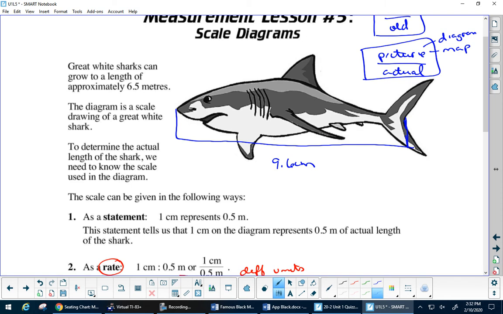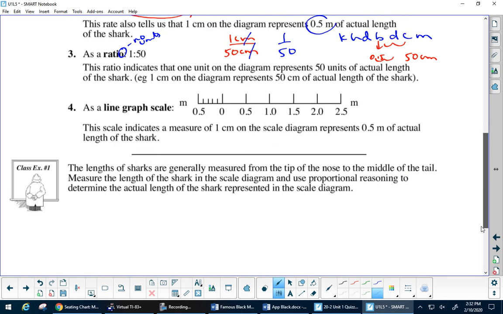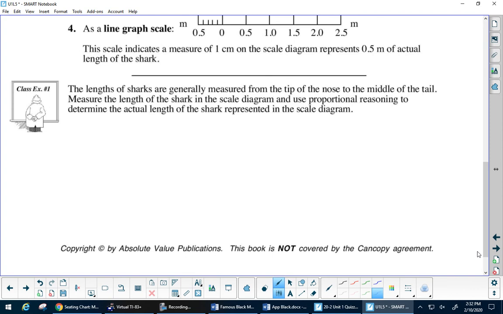And the question always is how long is this thing in real life, right? Well, if we have this scale, and let's use this one, 1 centimeter is 0.5 meters, and then we're going to put an equal sign. Now we have to pick where are we going to put the 9.6? On the top or the bottom?